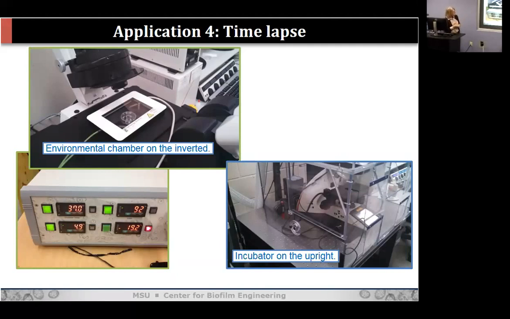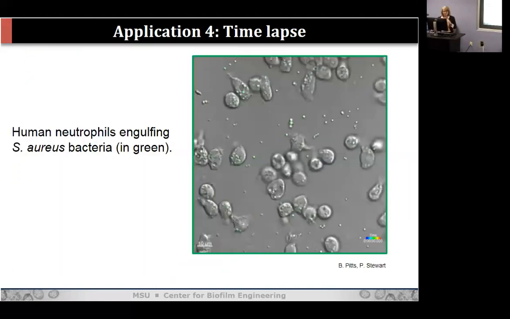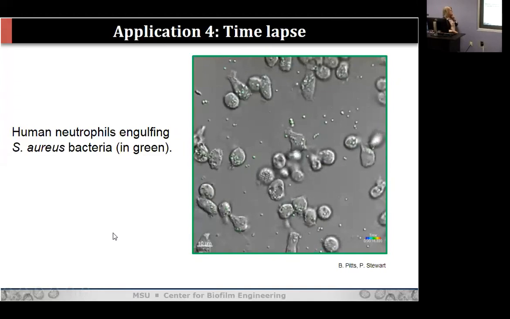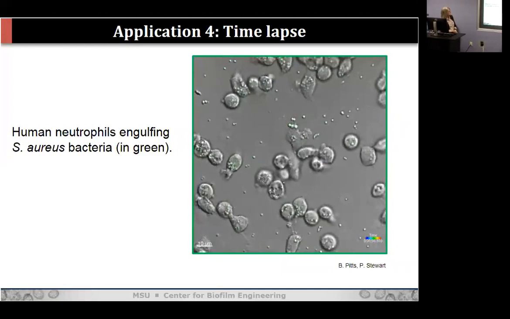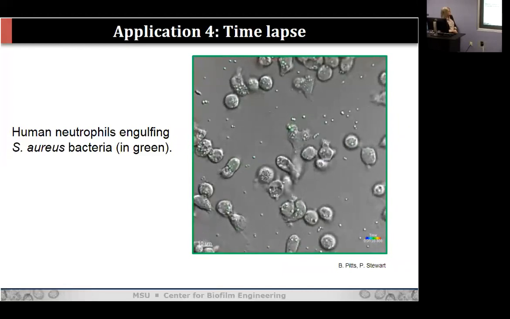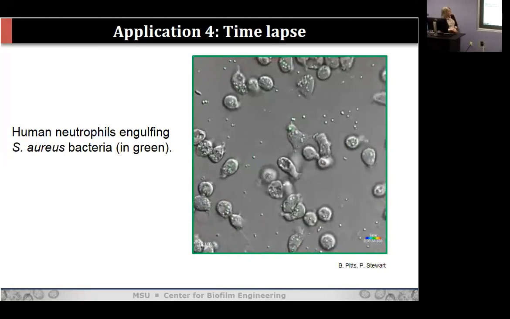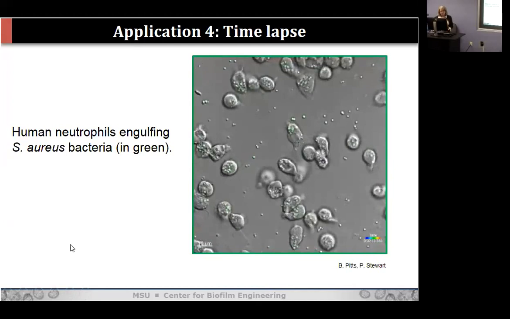And then on the right, we have the incubator on the upright confocal. That's a giant box that fits over the whole microscope. And it's difficult to do, but we've gotten the temperature up to 50 C in there for time-lapse imaging. That's more designed for flow-through systems. And here are some examples, some movies. First, neutrophils engulfing Staph aureus bacteria. So these are the guys in your immune system that protect you from invasion.